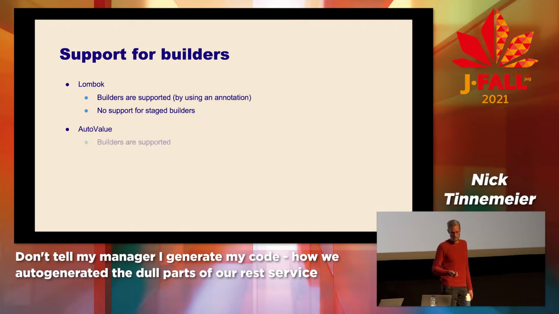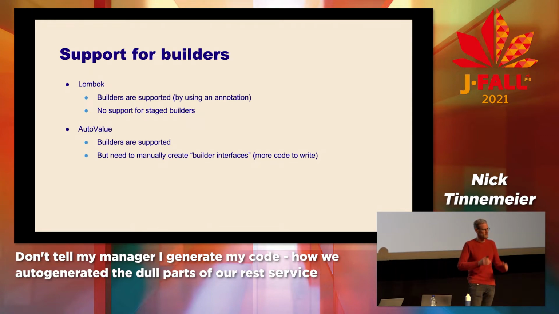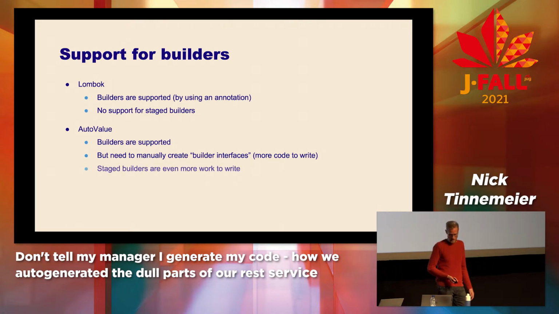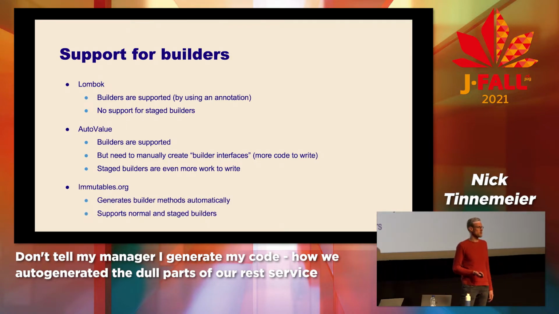AutoValue builders are supported, but you need to manually create something called a builder interface. So there's still a little more code to write. Less code than if you had to write it all manually, but still more code. And stage builders boil down to writing even more code. Immutables does generate builders automatically and supports normal and stage builders. So again, we think Immutables is the best pick, for our case at least.